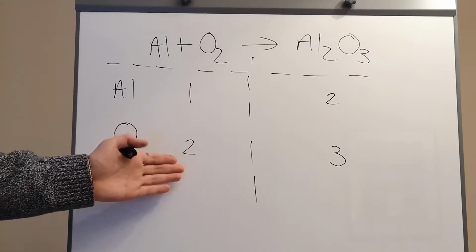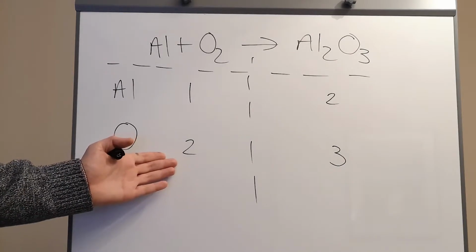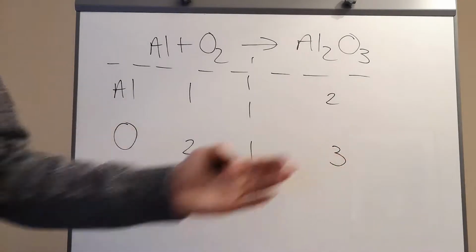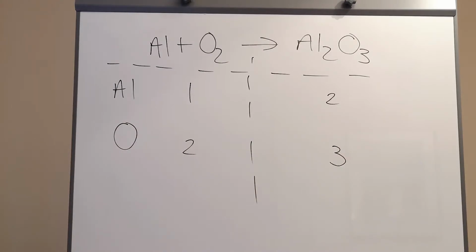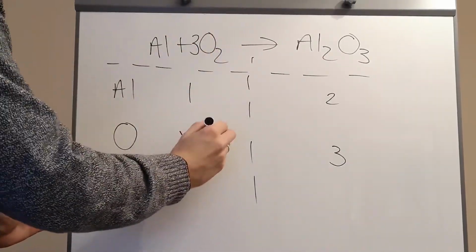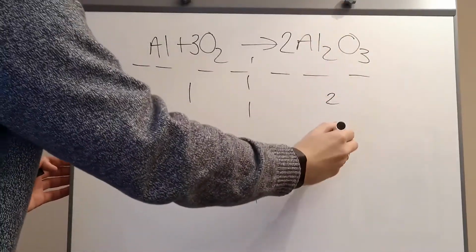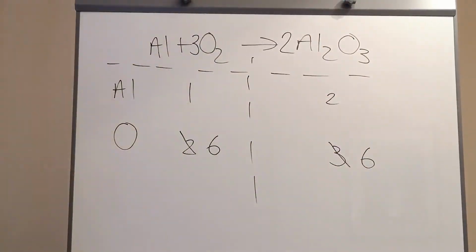Because there are 2 oxygens on the left and only 3 on the right, we can't multiply just one of them by one number. We're going to need to multiply both of them by different numbers. Timesing 2 by 3 makes 6, and timesing 3 by 2 also makes 6. So this is the logical step for us when balancing this equation. So if I have 3 lots of O2, I'll end up with 6 oxygens, and if I have 2 lots of aluminium oxide, I will end up with 6 oxygens.